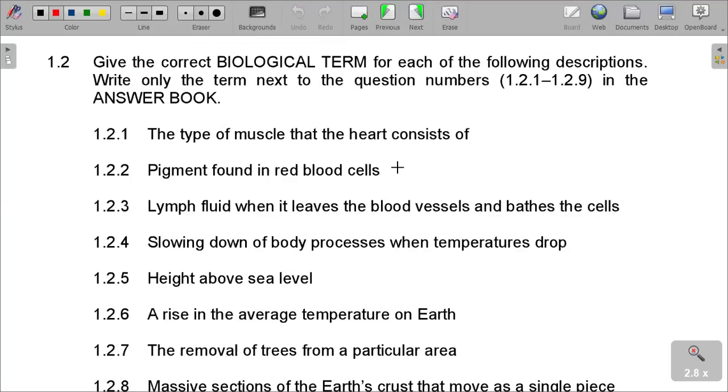Let's quickly go to the biological terms. The type of muscle that the heart consists of is the cardiac muscle. I'm sure that when we talk about the heart, we talk about the cardiac muscle. The pigment found in red blood cells is called hemoglobin. The hemoglobin is the red coloration, the red pigmentation that is found on red blood cells. It's called the hemoglobin.